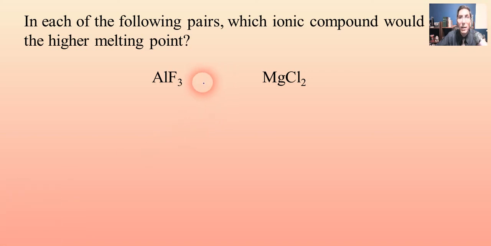And once again, let's look at the charges first. That's usually our first decision here. So aluminum is a +3 and fluoride is a -1. Magnesium is a +2 and chloride is a -1. So once again, the higher magnitude is going to have the higher melting point. So it looks like it's aluminum fluoride, and looks like we got it right.